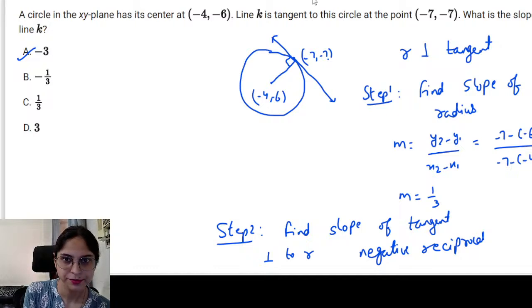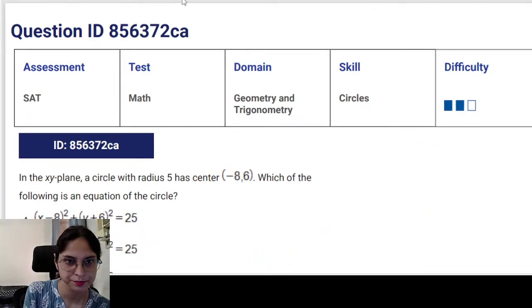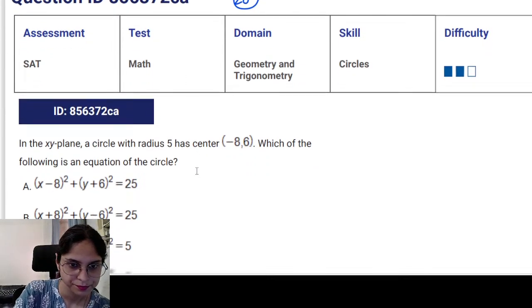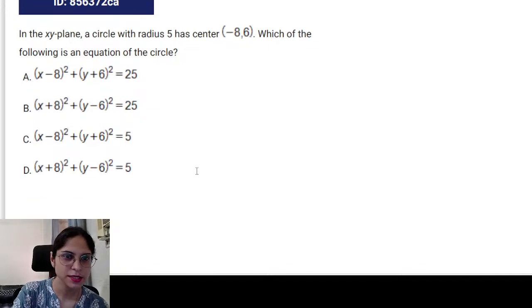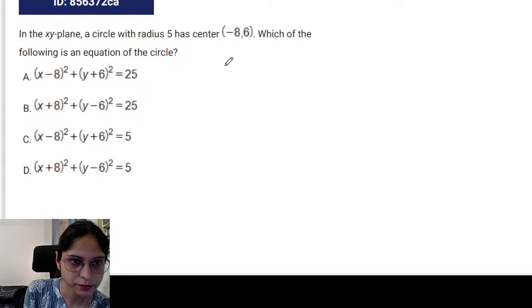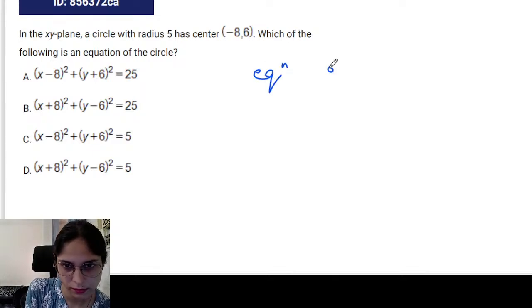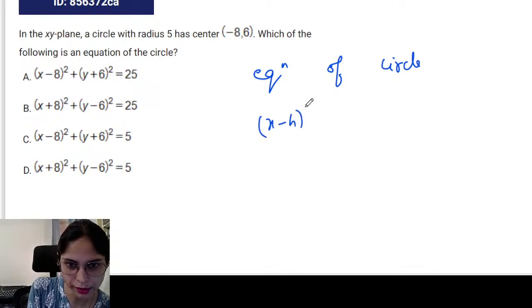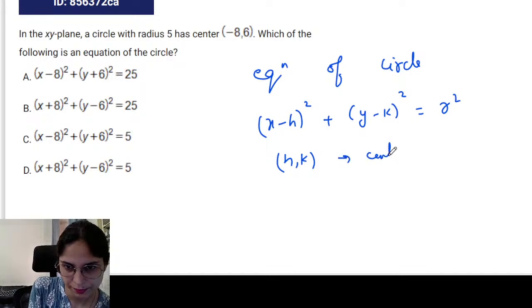Question number 20. This is a pretty easy question. For the equation, I want to tell you, the equation of a circle is x minus h whole squared plus y minus k whole squared equals r squared. Here h comma k is your center and r is the radius.